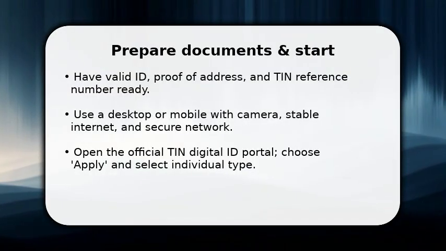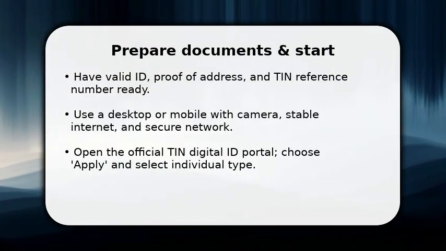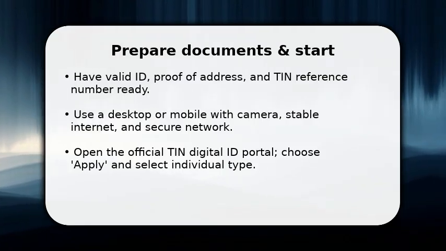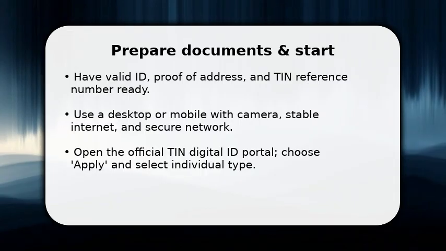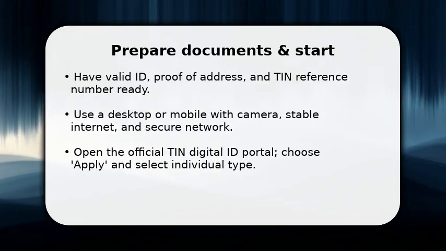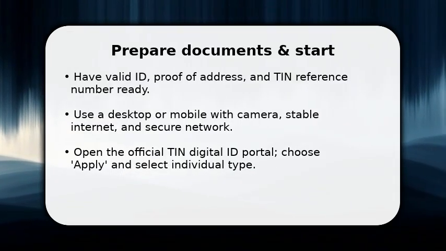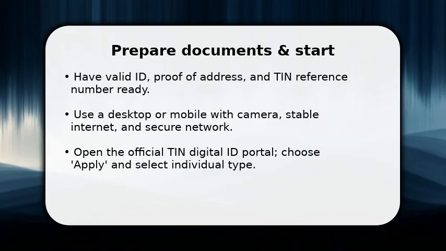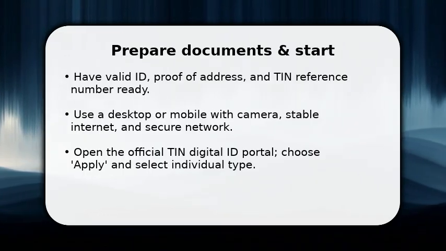You'll begin by gathering the essential documents: government photo ID, proof of address, and any TIN reference you already have. Once done, sit at a device with a working camera and steady internet. Make sure your browser is updated. Navigate to the official TIN Digital ID portal and click Apply, selecting the correct applicant type.